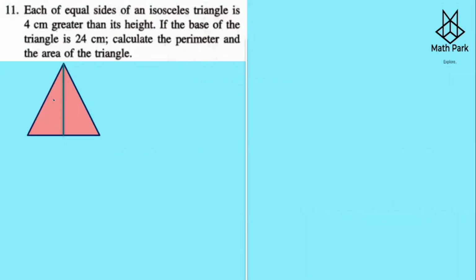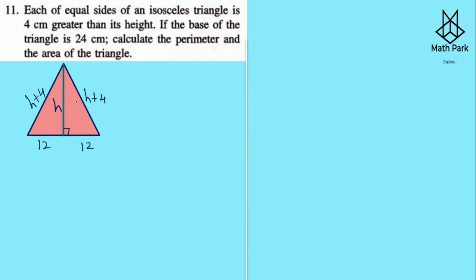Each of the equal sides of an isosceles triangle is 4 centimeter greater than its height. So let us take height as h and then the sides are h plus 4. It is greater by 4 centimeters. So h plus 4, and the base of the triangle is 24 centimeter. Calculate the perimeter and area of the triangle. So base is 24. We know that in an isosceles triangle, the altitude bisects the base. So this is 12 and this is 12. So let us use the Pythagoras theorem to find h over here. And each of these equal sides is given. You need to calculate the perimeter and area.